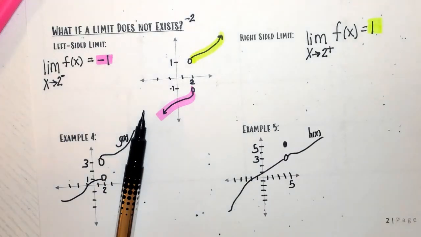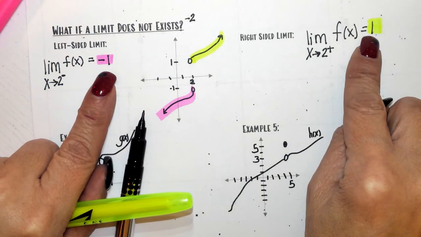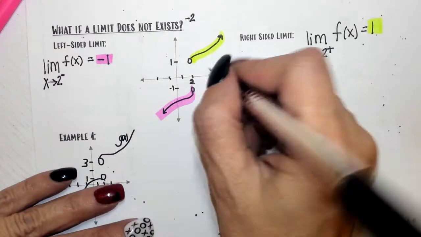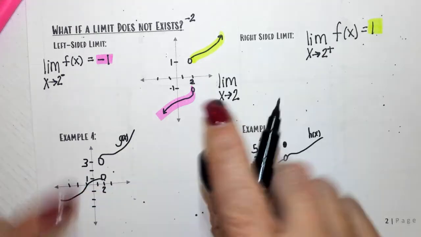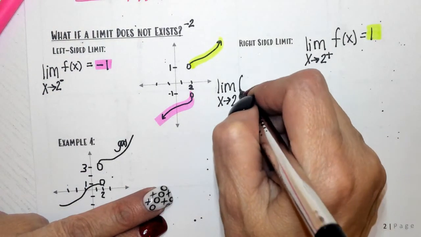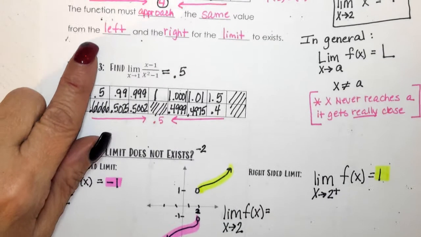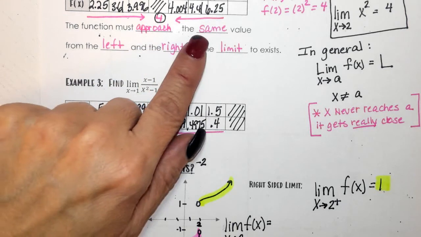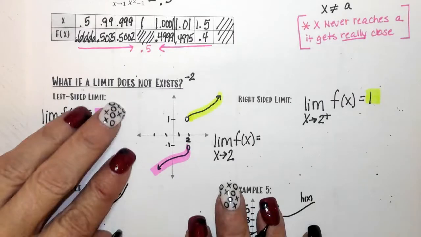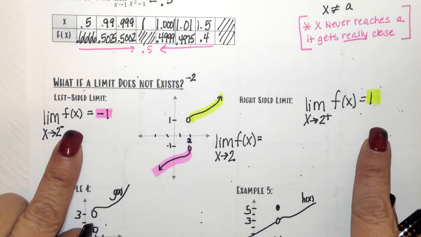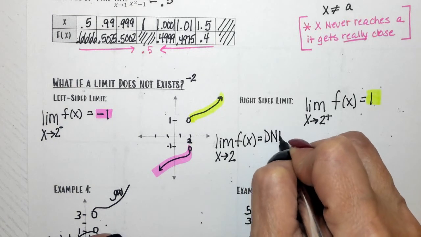Well, here's the thing. Coming from the left, I'm getting negative 1, and coming from the right, I'm getting a positive 1. So now I need to draw a conclusion. So the limit as x approaches 2 of f of x, well, let's go back and read that statement. The function must approach the same value from the left and the right for the limit to exist. Yeah, the limit does not exist. So here's what we say, does not exist.